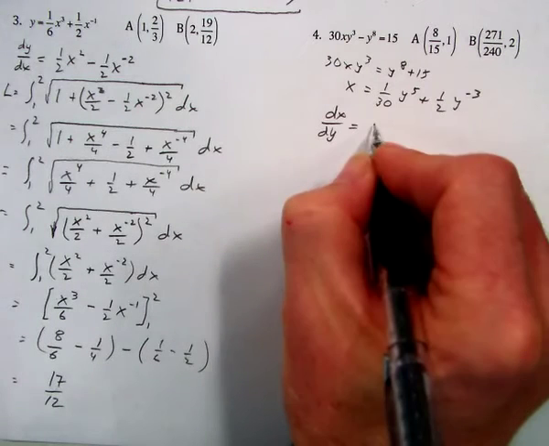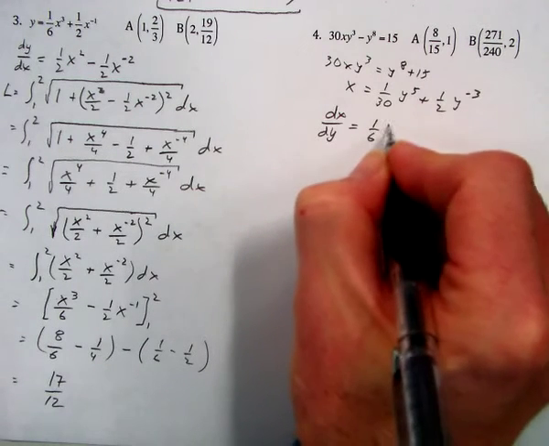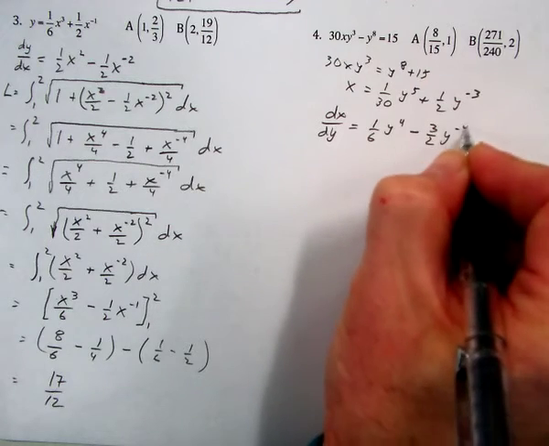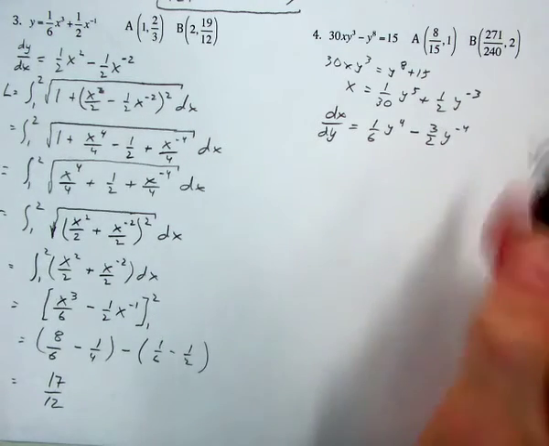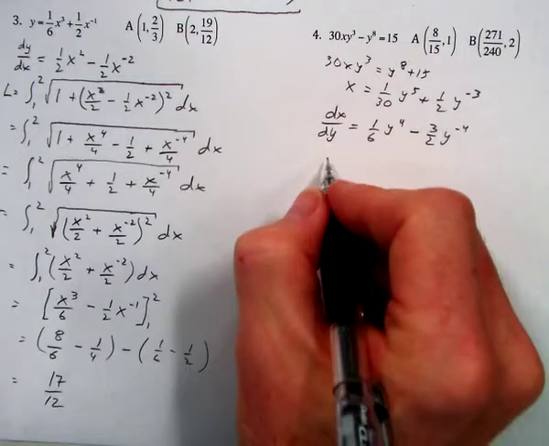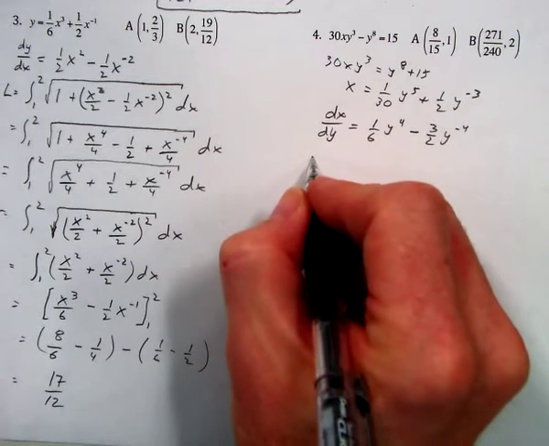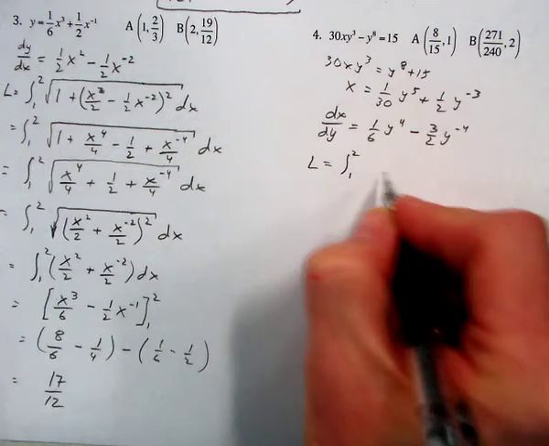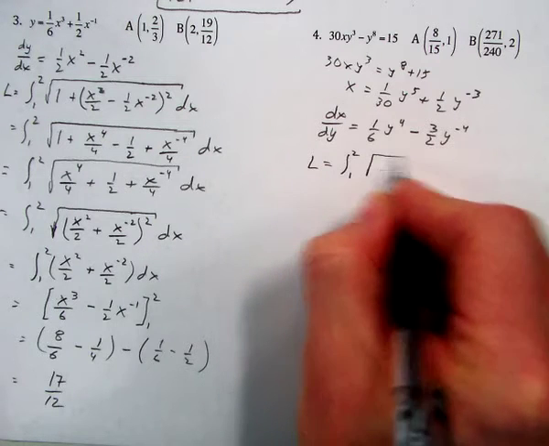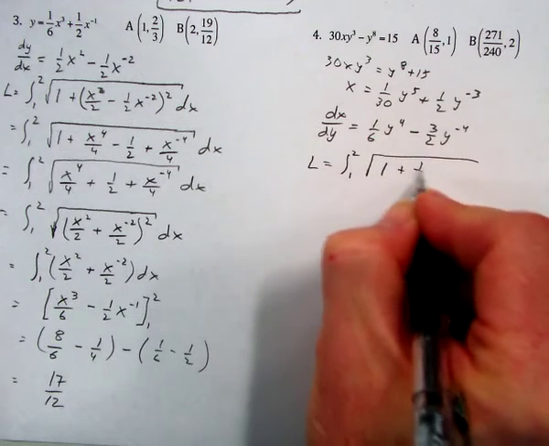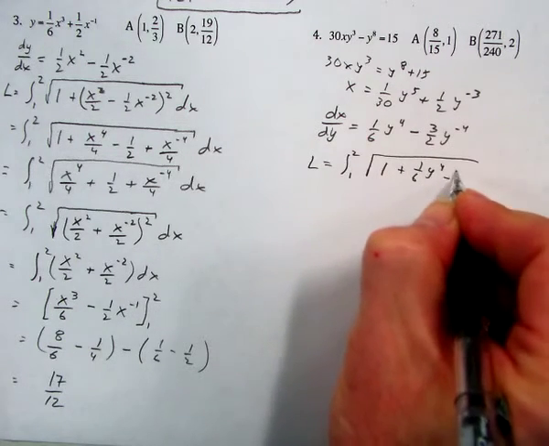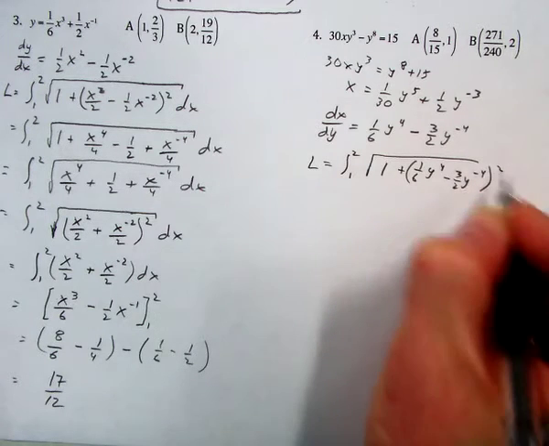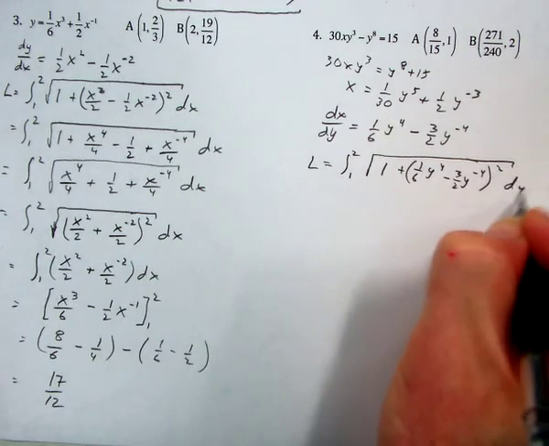Now that we have x in terms of y, go ahead and find the derivative of this with respect to y. So we get 1/6 y to the 4th minus 3/2 y to the negative 4. That's kind of the basic part of this. At this point, it's very similar. So we'll go y numbers from 1 to 2, 1 plus 1/6 y to the 4th minus 3/2 y to the negative 4th, quantity squared, dy.